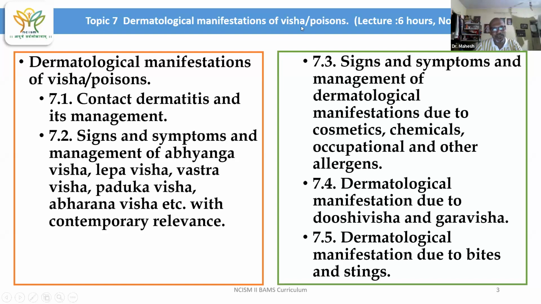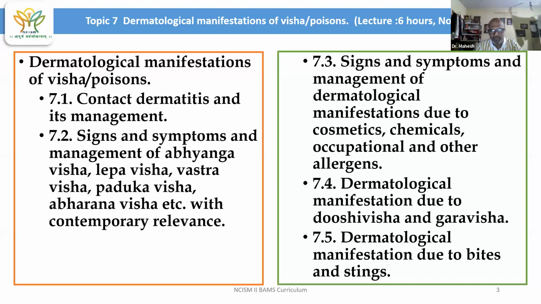Topic number 7: dermatological manifestations of Visha poisons. The time allotted is not that big: 6 lecture hours and 2 non-lecture hours. The points here are contact dermatitis and its management; signs and symptoms and management of Abhyangavisha, Alepavisha, Vastravisha, Padukavisha, Abharanavisha, etc. with contemporary relevance. 7.3: significance, signs and symptoms and management of dermatological manifestations due to cosmetics, chemicals, occupational and other allergens; dermatological manifestations due to Dushivisha and Garavisha; and dermatological manifestations due to bites and stings. These are the points that are added.